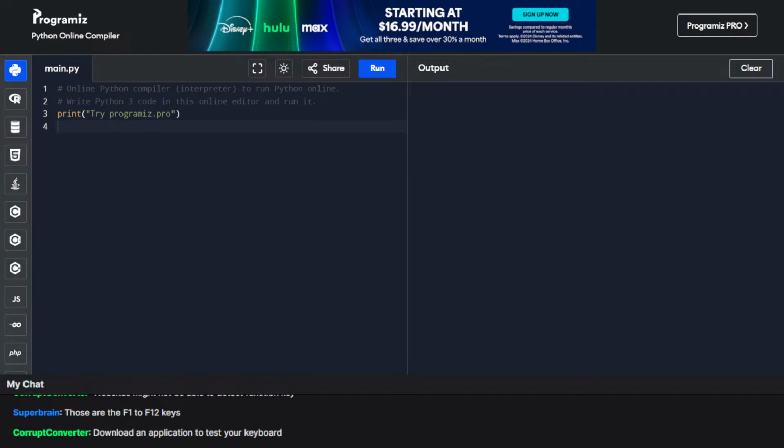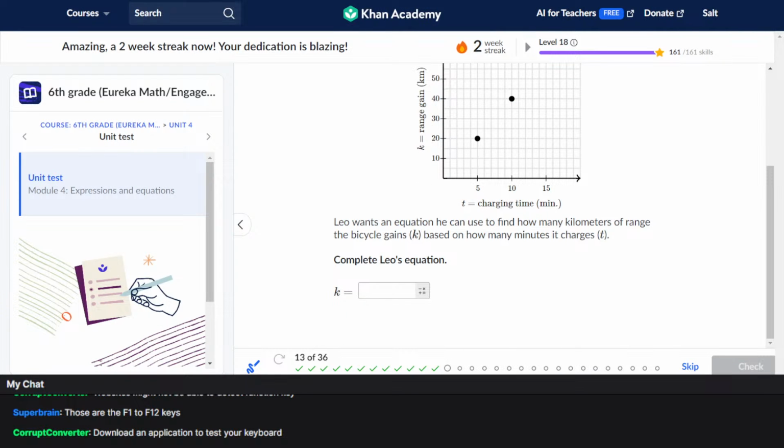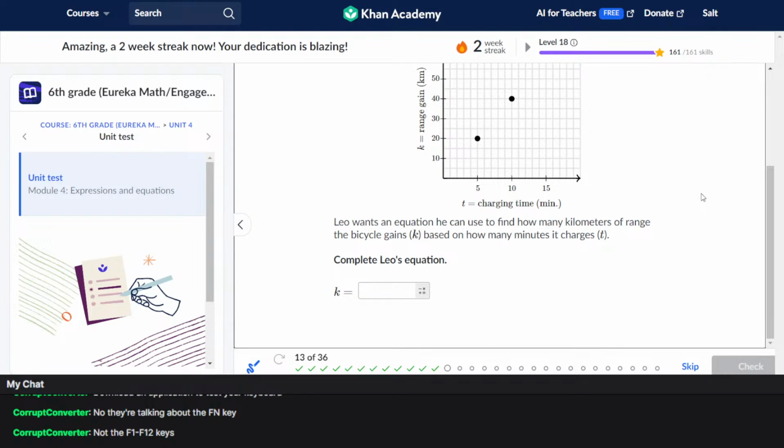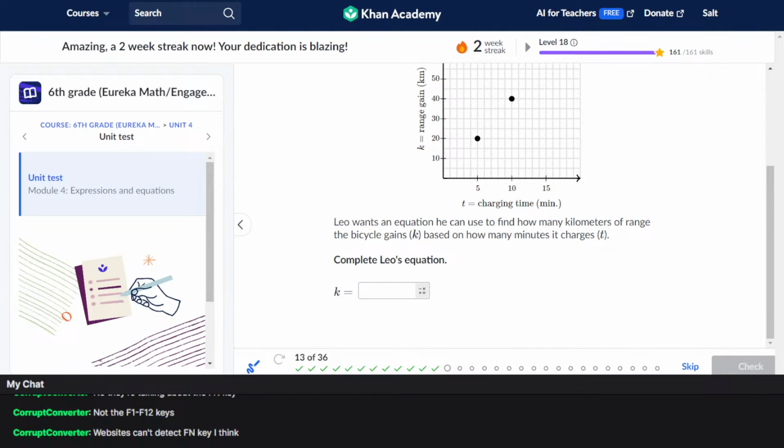Superbrain says those are the F1 to F12 keys. Yeah, but you have to hold function to use the functions. Corrupt Converter says, if you're talking about the FN key, you hold function and then you hold F1 to F11, you'll use the function of the key. Like if I just push the key without holding down function, then I can't change my volume. But if I hold down function and then use F2 or F3, then I can change the volume. But I need to hold down function, so function works.